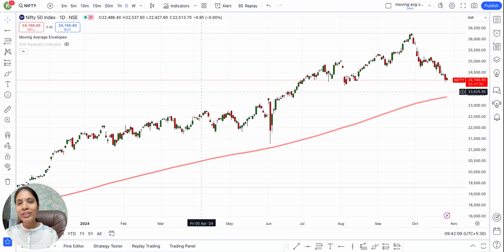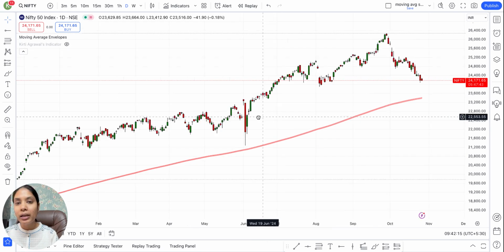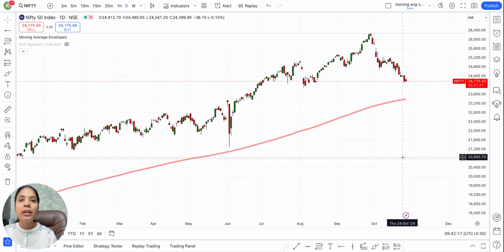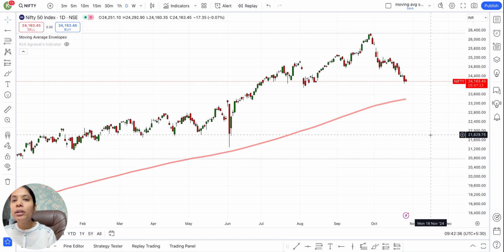I'm your host and trading coach, Kirti Agrawal, and today I'm going to tell you where the market is headed using my PAT framework. The PAT framework has three components: price action, the second is CPR, and the third is moving averages. With the help of these three things, we will find out where Nifty is headed.